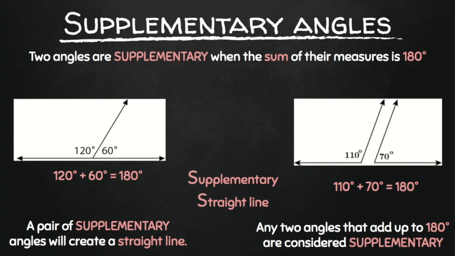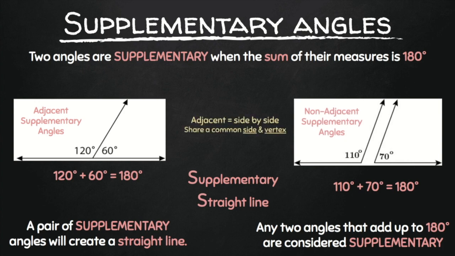So any two angles that add up to 180 degrees are considered supplementary. On the left, they are adjacent supplementary angles, and on the right, they are non-adjacent supplementary angles. And the reason why is because adjacent means that they must share that common side and vertex.